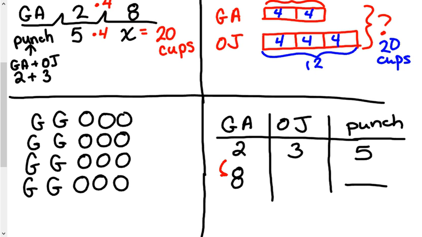Well, 2 times 4 is 8. 5 times 4 is 20. So I can solve it that way. And if I wanted to, I could also come up with 3 times 4 is 12. But that's not part of what the question's asking for, so I wouldn't really need that.